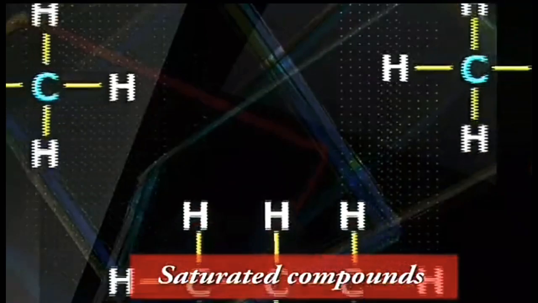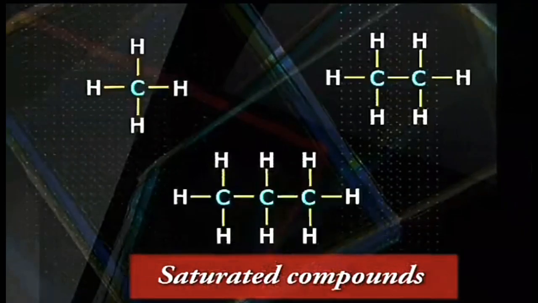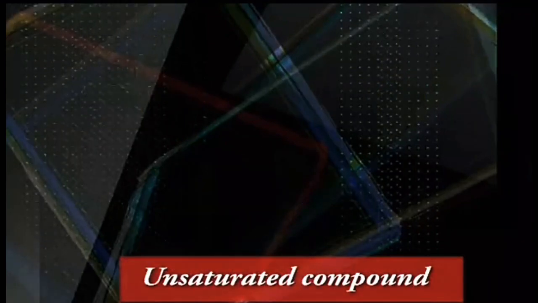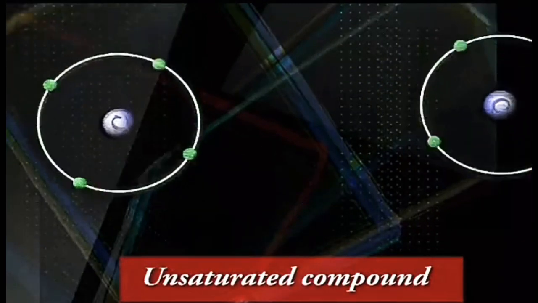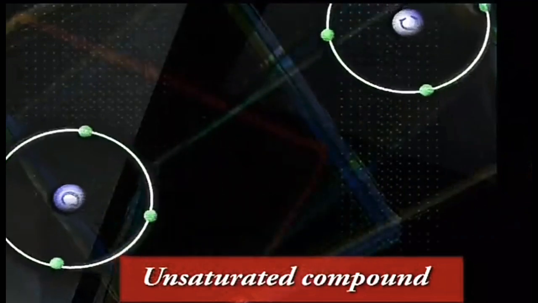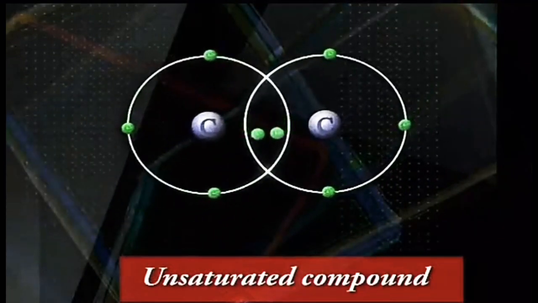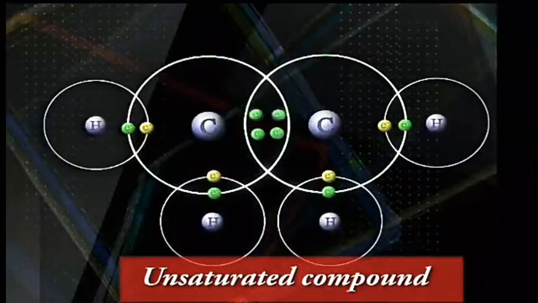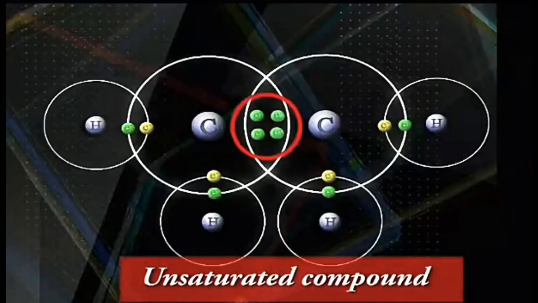Such compounds of hydrogen and carbon are normally not very reactive and are thus known as saturated compounds. Compounds in which carbon atoms contain 2 or 3 covalent bonds between at least one pair of carbon atoms are called unsaturated compounds.